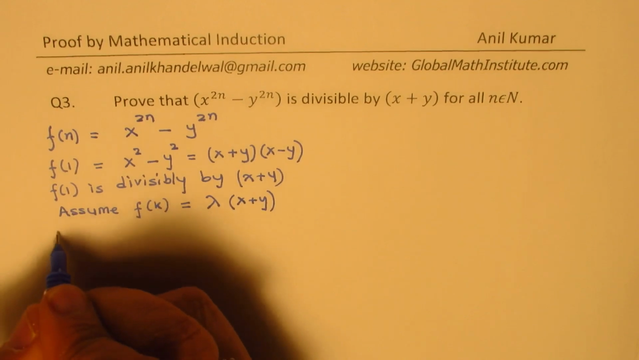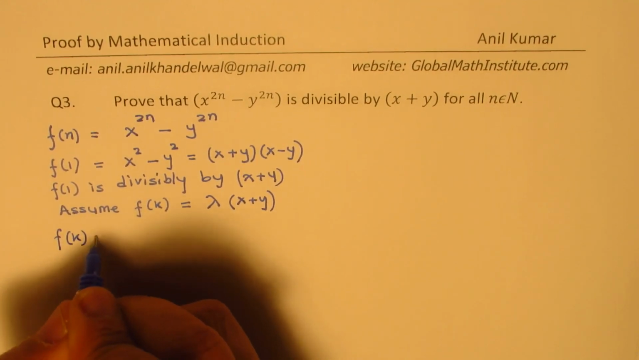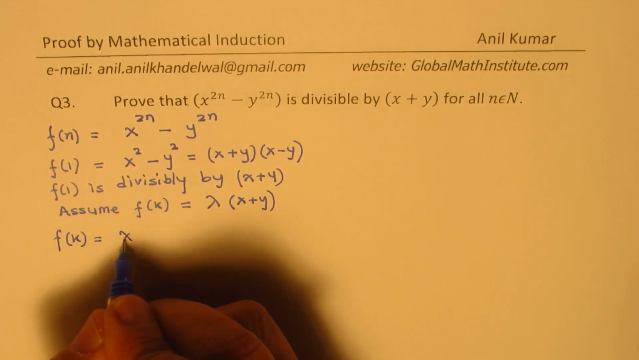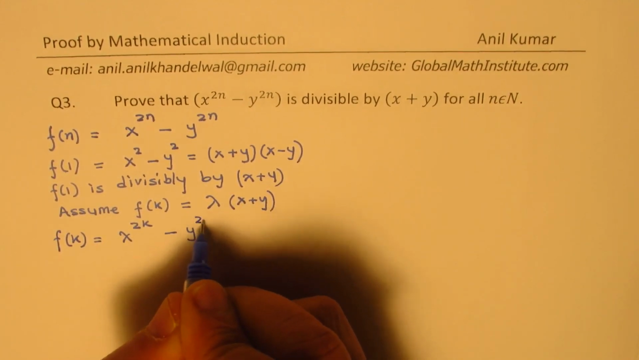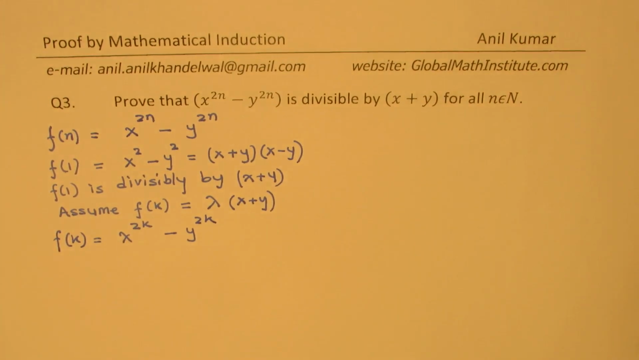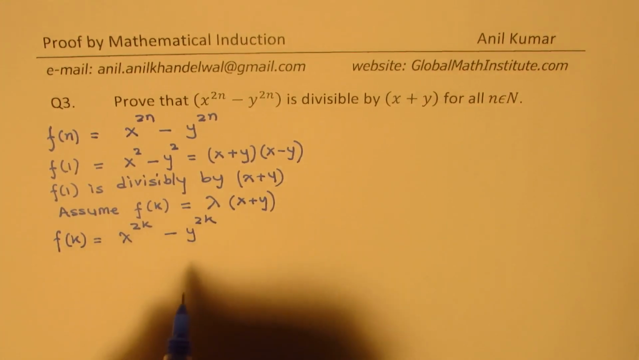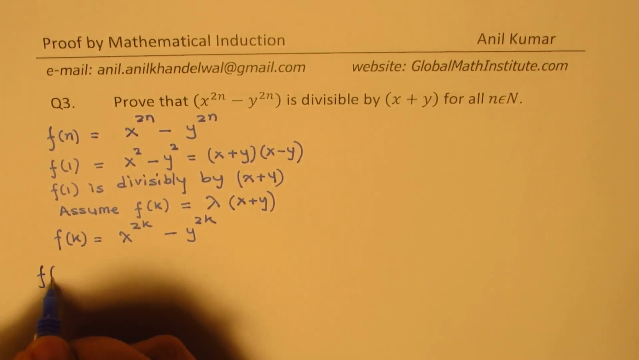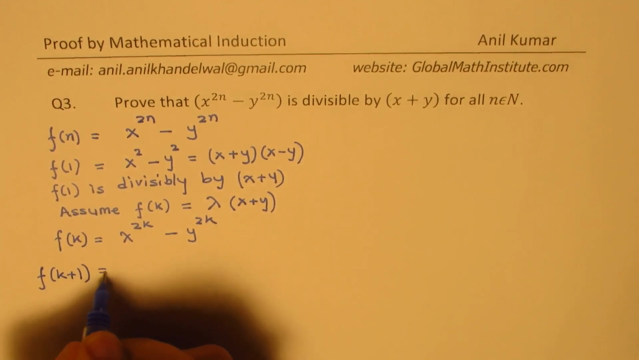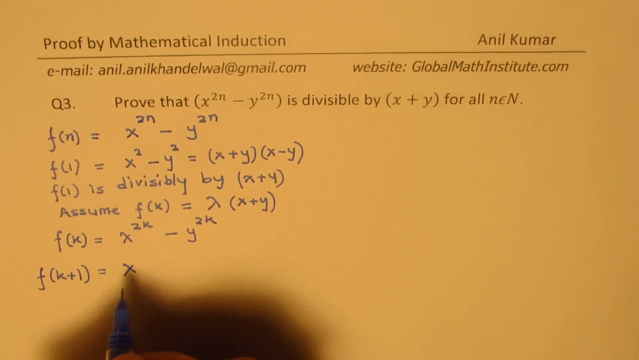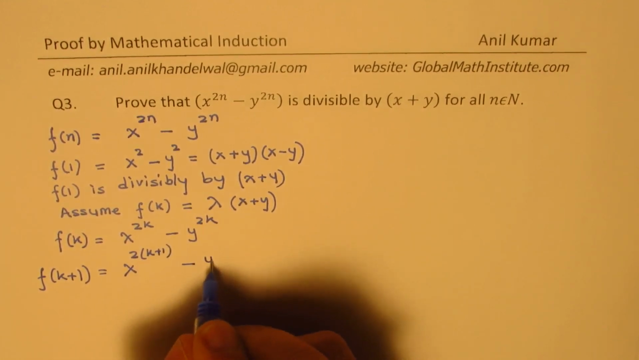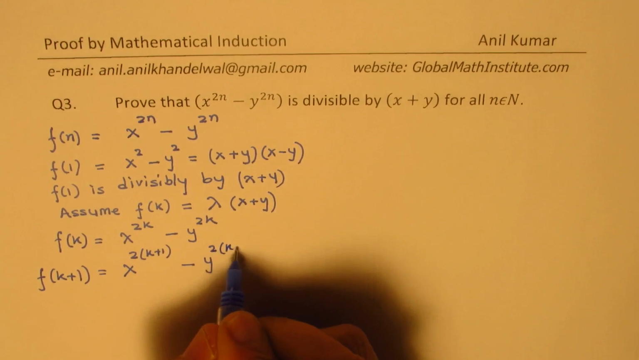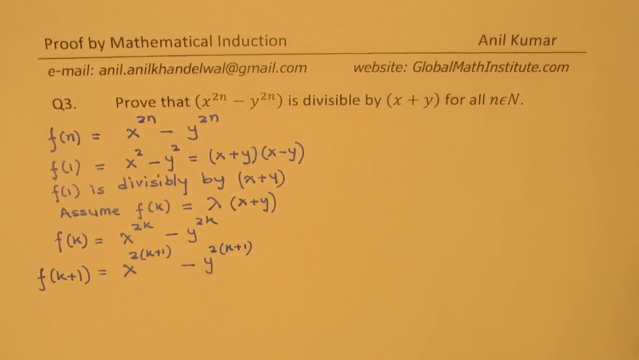So let's figure this out. We have f(k) equal to x to the power of 2k minus y to the power of 2k. Correct? Now what we need to prove is whether f(k+1) is divisible or not. So we get x to the power of 2(k+1) minus y to the power of 2(k+1). Correct? That is what we need to prove.